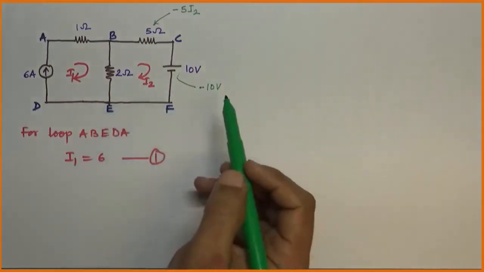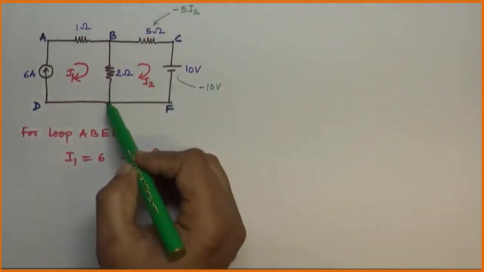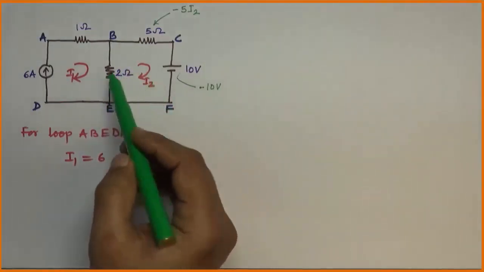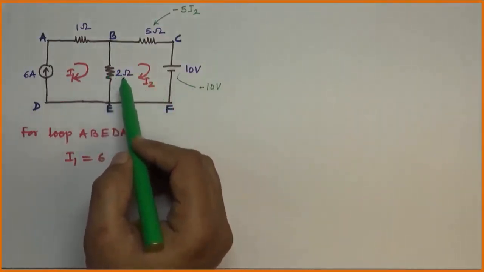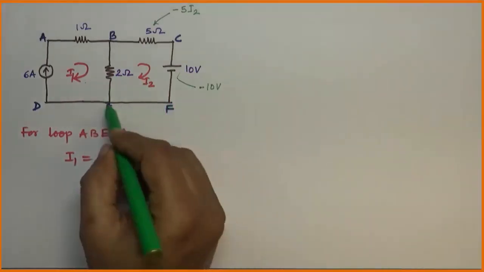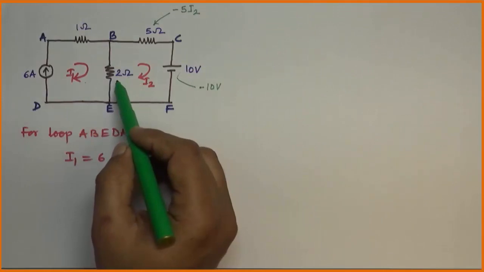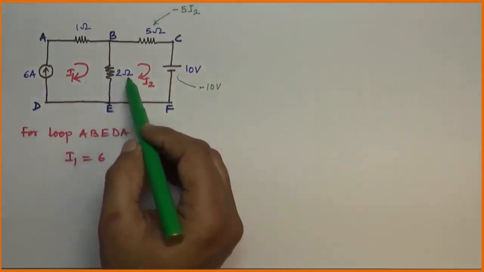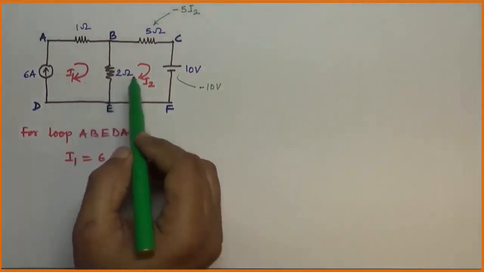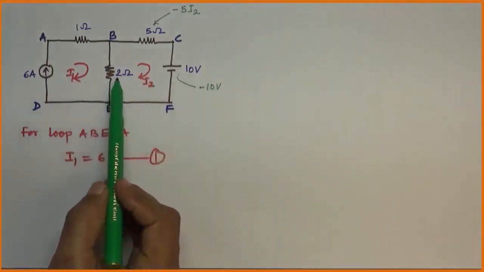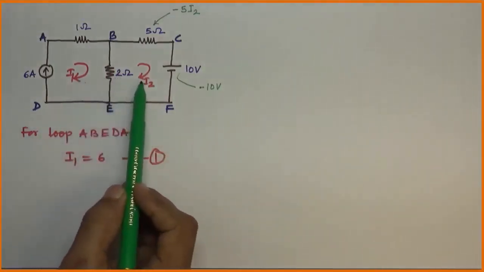F to E, there is nothing connected. E to B, there is a resistance 2 ohm. Now again this 2 ohm resistor is common to both meshes. F to E, no element is connected. E to B, there is a resistance of 2 ohm value, which is common to both mesh I1 and I2. Hence current flowing through 2 ohm will be resultant of I1 and I2.